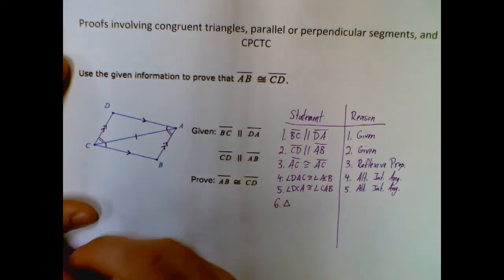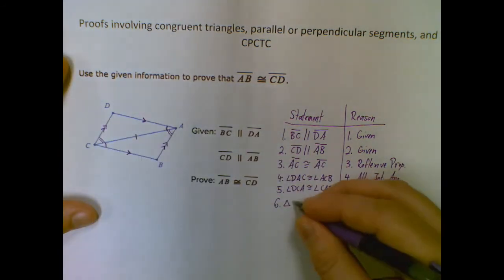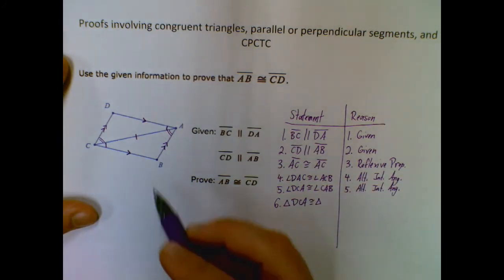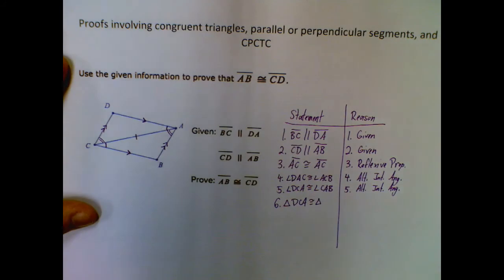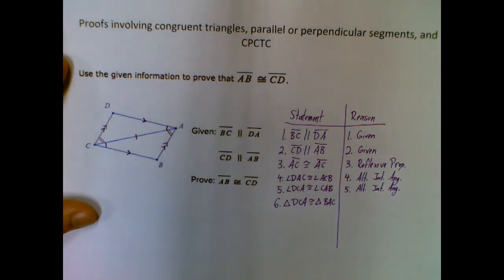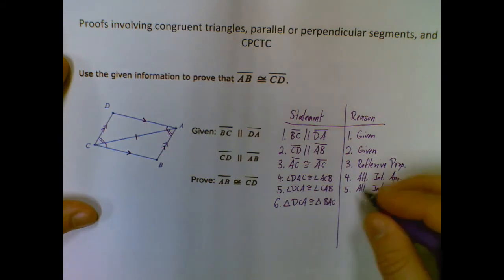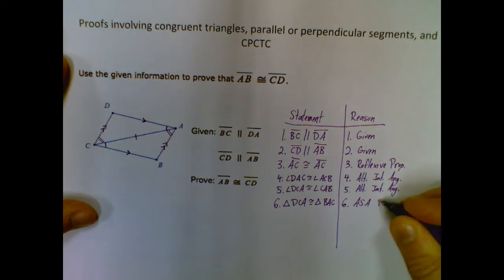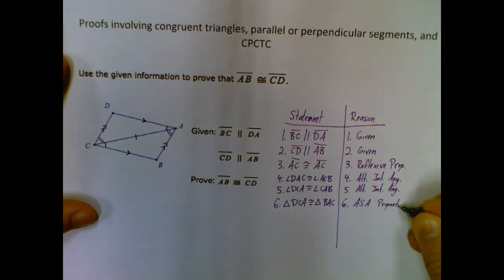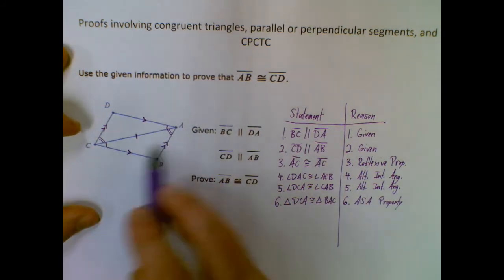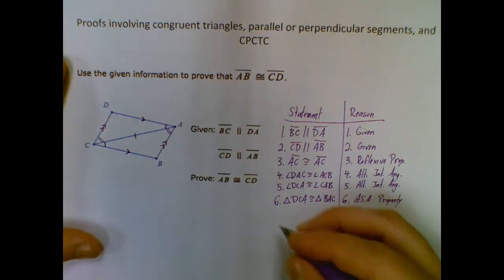So let's go ahead and just list them off. So triangle DCA, maybe, is congruent, and this is where I have to make it match up on the second one. So that would be BAC. And that is going to be by the ASA property. And so that being I have two angles that are congruent and the side in between them is also congruent.